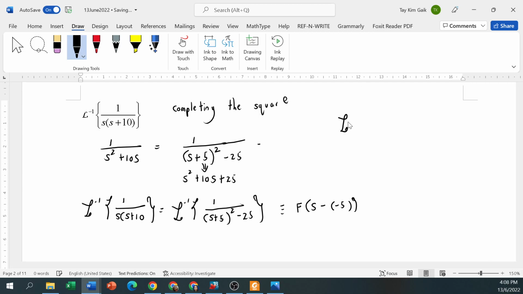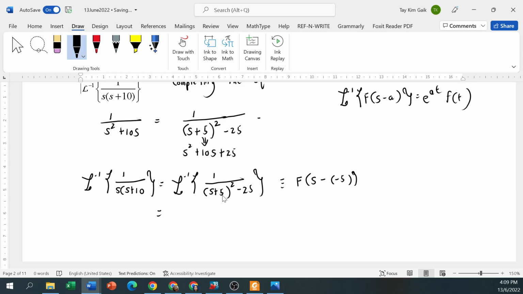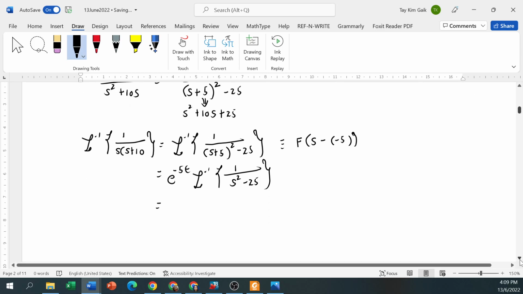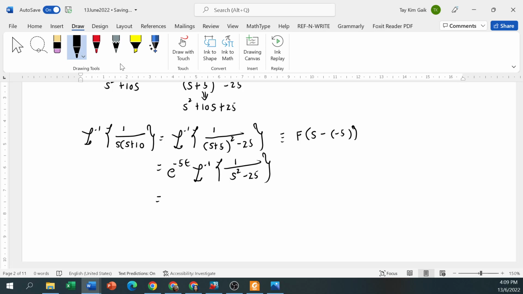Where we know the inverse Laplace of F(s minus a) will be e to the power at times f(t). In this case the a is actually negative 5, so you should get e to the power negative 5t. f(t) is actually the inverse Laplace of F(s), where F(s) means s plus 5 squared minus 25. So you've got the inverse Laplace of 1 over s squared minus 25.